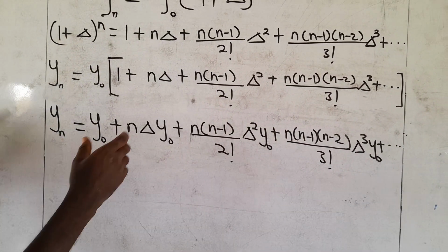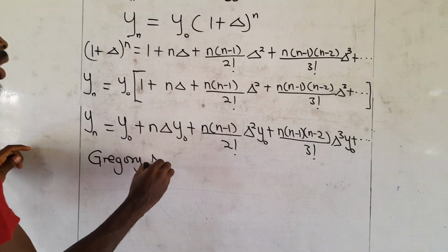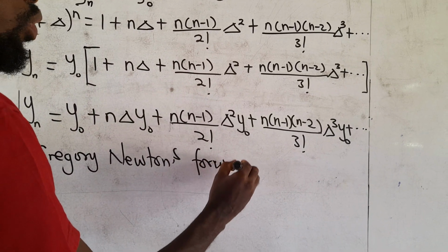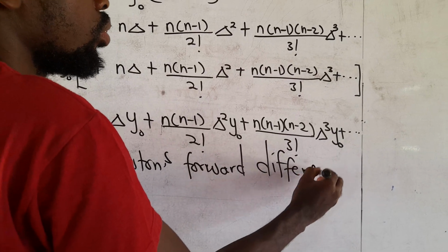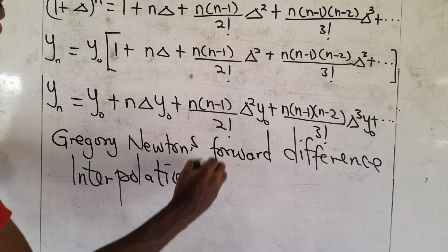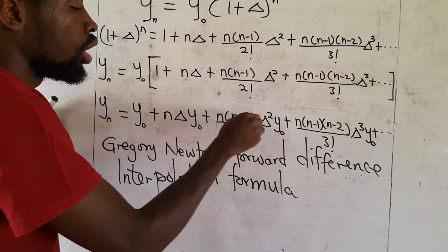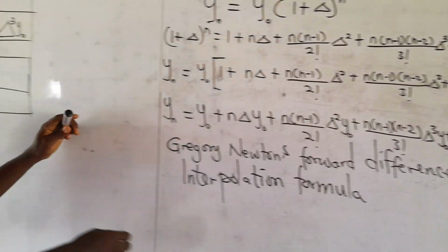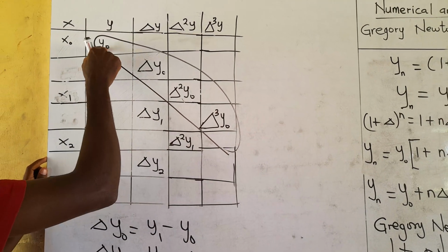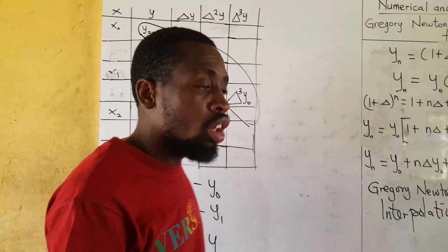So how do we expand that? This is called Gregory Newton's forward difference interpolation formula. I hope you get that. Now the question is, how do we get y naught, delta y naught, delta squared y naught, delta cubed y naught? These are the values. Look at it. You see that this is y naught, delta y naught, delta squared y naught, delta cubed y naught. So those are the values that we are going to pick when we try to apply or put this into practice.